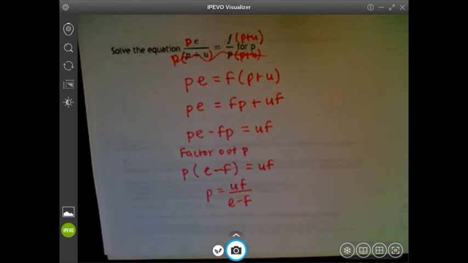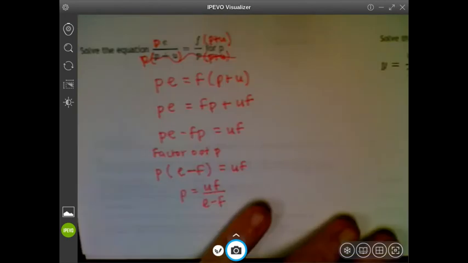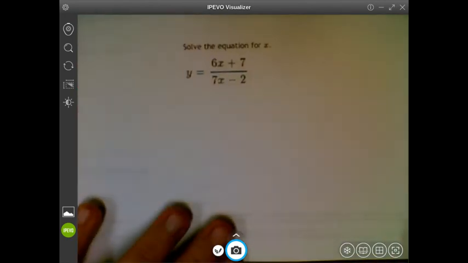All right, looks like we have one more that we need to solve for a specific variable, and then we're ready to go ahead and get into some story problems. So solve for x.